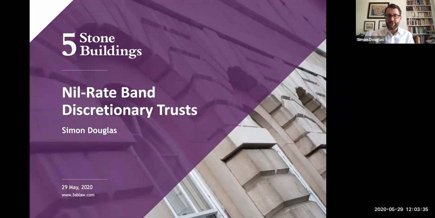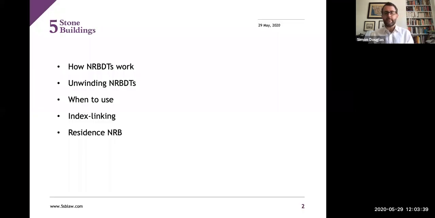So with that introduction, let's see, what are we talking about today? Well, five things. How nil rate band discretionary trusts work, how to get rid of them. So if you're dealing with an estate which has got a nil rate band discretionary trust, how do you unwind the nil rate band discretionary trust?